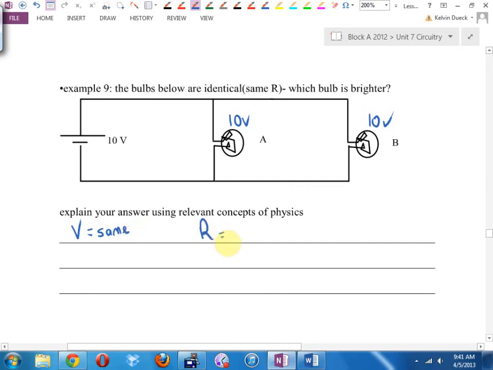What can you tell me about their resistance? The question says it's the same. And do you recall we said that power was VI, but it was also V squared over R. That was the third version of Joule's law that I gave you last day. So if the voltage is the same, and the resistance is the same, and the brightness is really how much power, what can you tell me about their brightness? What can you tell me about their power? Let's even put a therefore like it's a proof. So same brightness.